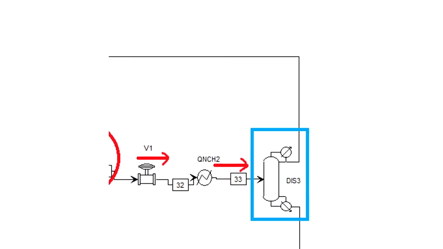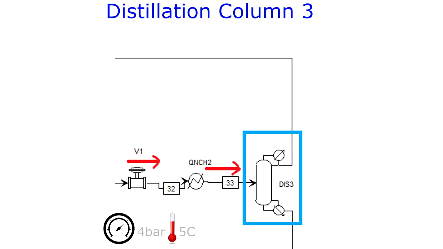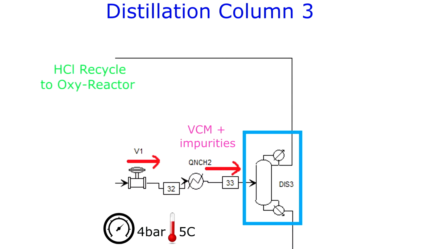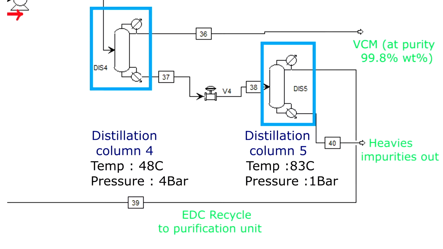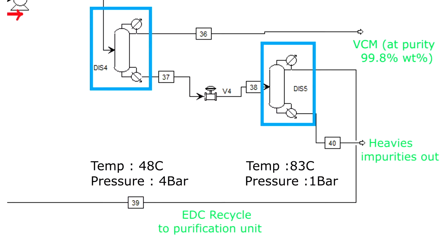For VCM purification, distillation column 3 operates at 4 bar and 5 degrees Celsius. HCl vapor is removed overhead and recycled for oxychlorination. Bottom product enters distillation column 4 operating at 48 degrees Celsius and 4 bar. Bottoms product enters distillation column 5. EDC is removed overhead and recycled for purification and cracking.